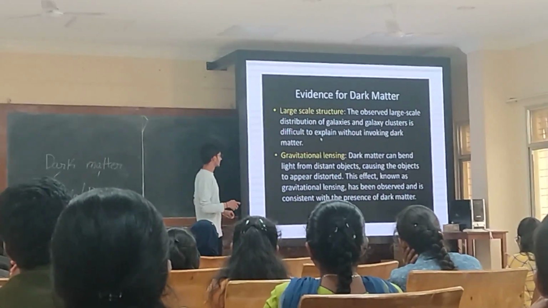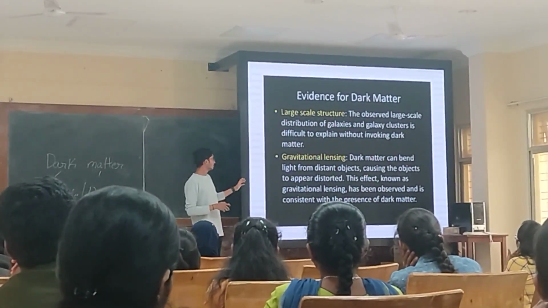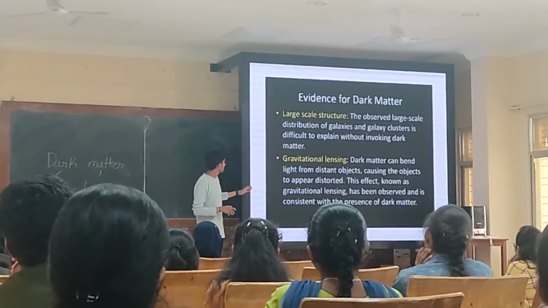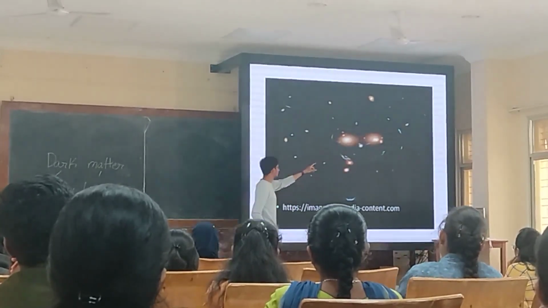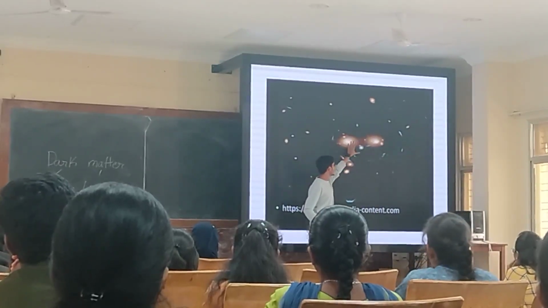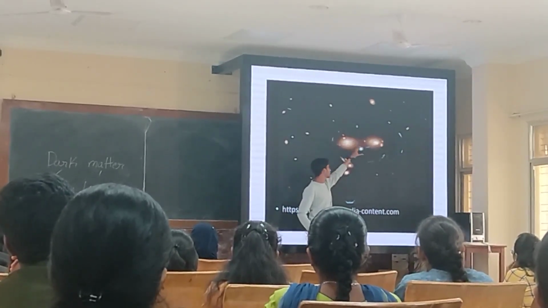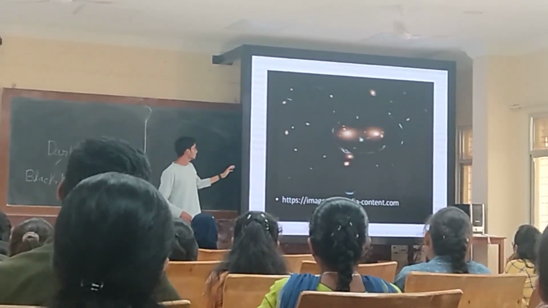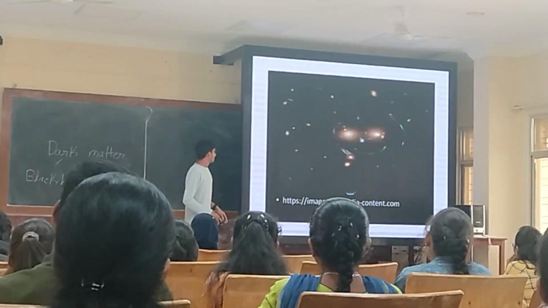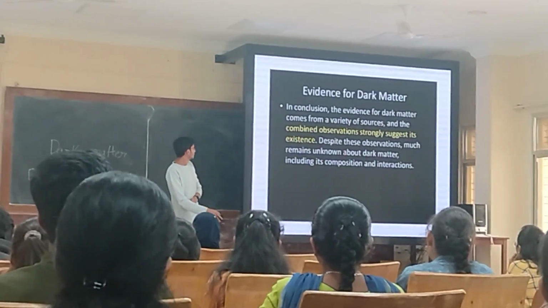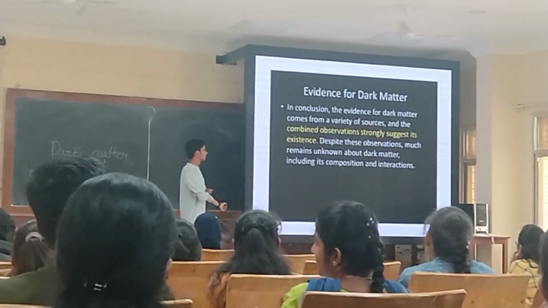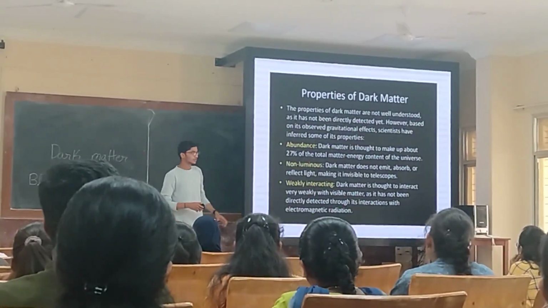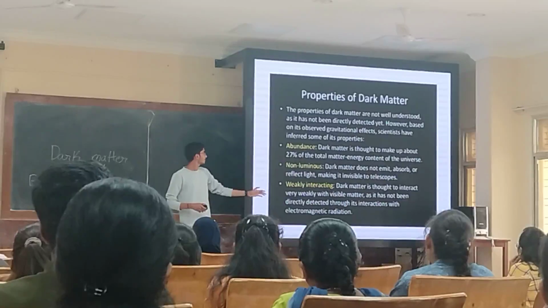Next, gravitational lensing. Dark matter can bend the light from distant objects, causing the object to appear distorted. In this image, you can see the light distorted here, but it is not dark matter. It is some celestial bodies which are making the light bend, so it has the ability to change the path of the light. Combining all these observations strongly suggests that it exists. We came to that inference.